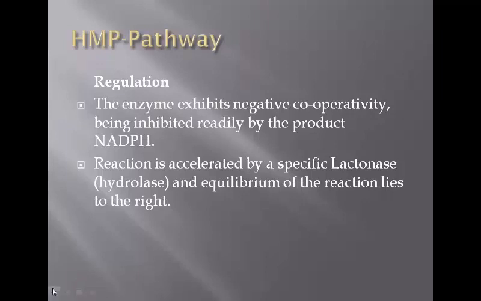Here you should know how the reaction is regulated, how it is inhibited, and how it is accelerated or activated. The enzyme glucose 6-phosphate dehydrogenase is inhibited by the presence of NADPH. When there is an excess of NADPH, this enzyme is inhibited because there is no need to produce more NADPH. Whereas this reaction is activated with the presence of the enzyme lactonase.